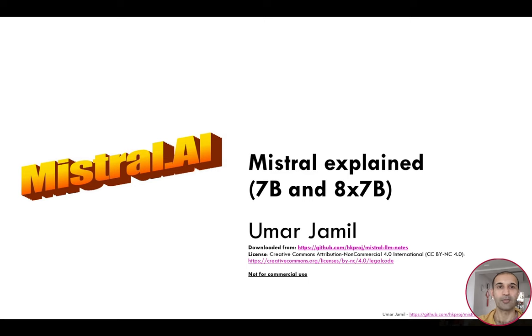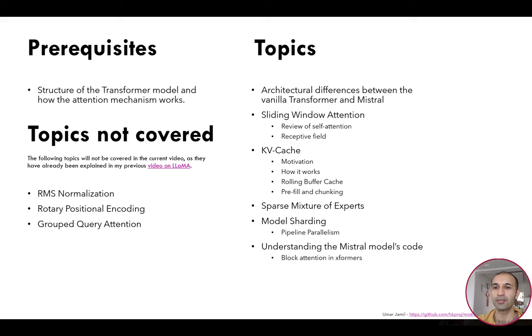So let's review the topics of today. The first thing I will introduce is the architectural differences between the vanilla transformer and the architecture of Mistral. Later we will see what the sliding window attention is and how it is related to the concept of receptive field, a concept that we usually find in convolutional neural networks. I will briefly review the KV cache because I want to introduce the concept of rolling buffer cache and also how it is done with prefilling and chunking.